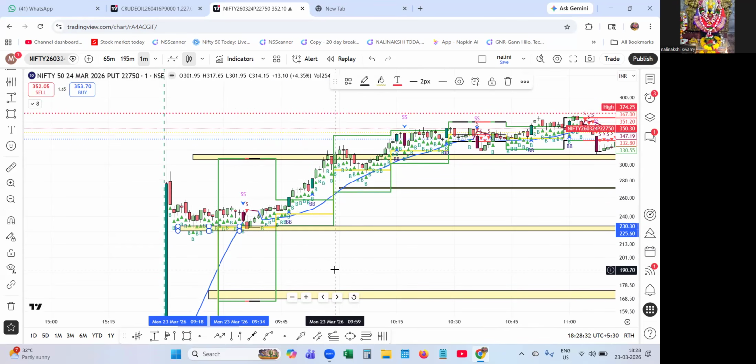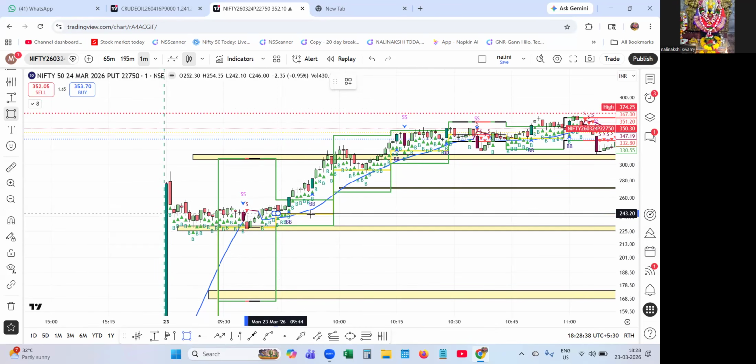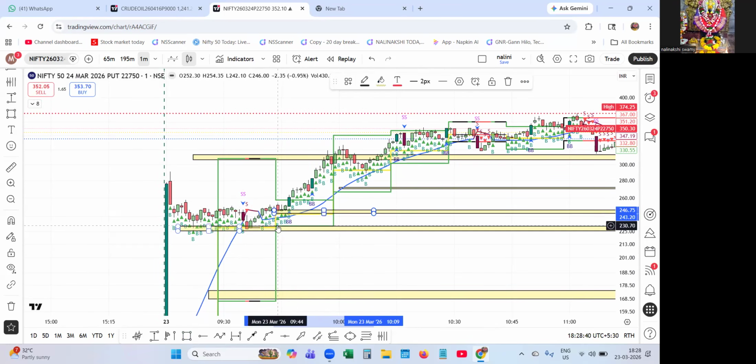Isn't it beautiful? So the price you could have entered comfortably around 243, keeping the main pivot as your stop loss, 225 as stop loss if you would have entered. And once you enter, you can change the time frame to 5 minutes, or you can stay there and the Gann HiLo running along with.